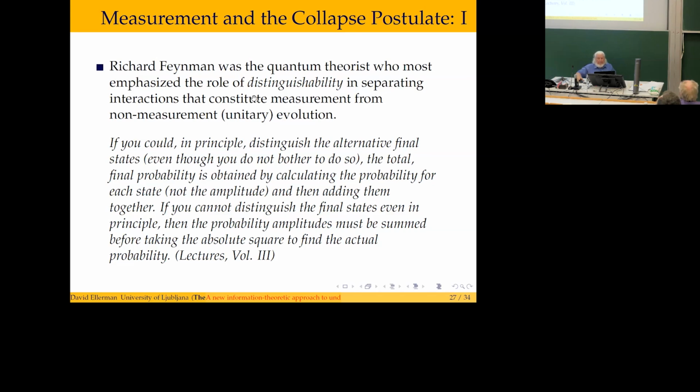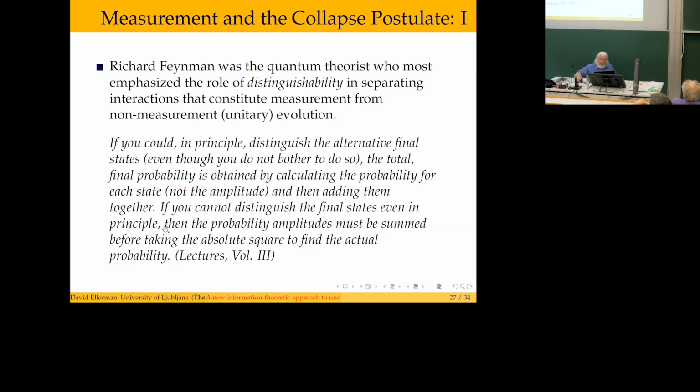Now, let's go to the collapse hypothesis. A lot of philosophers of physics are harping on this question of what separates measurement from non-measurement. And this was spelled out by Feynman, in 1951, in his paper on quantum probability: it's the distinguishability between alternative ways to go from A to B. If you can distinguish between the alternative ways to go from A to B, then you add together the probabilities, because that means some measurement has been involved there. You've collapsed the superposition. These are the Feynman rules.